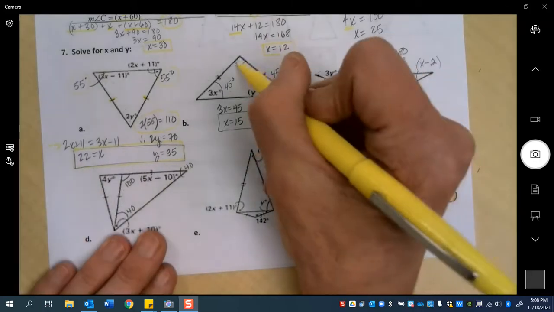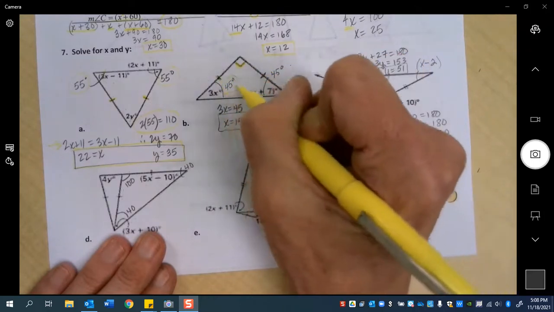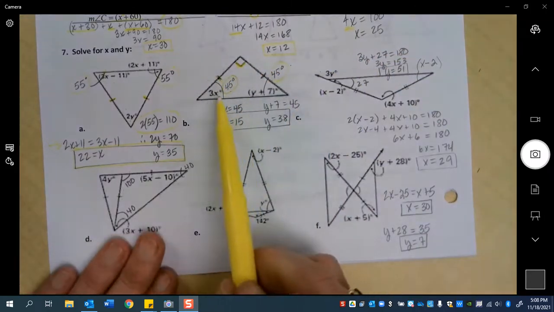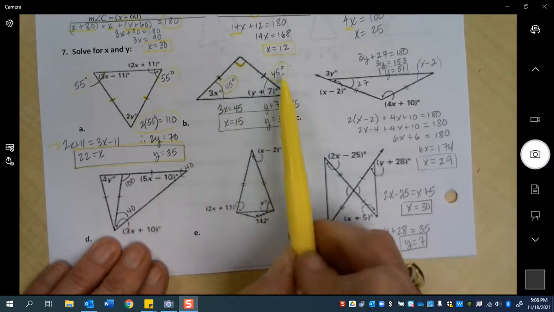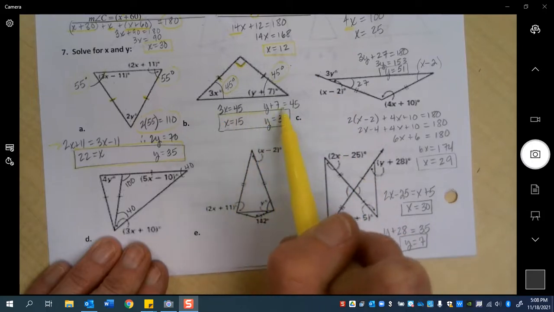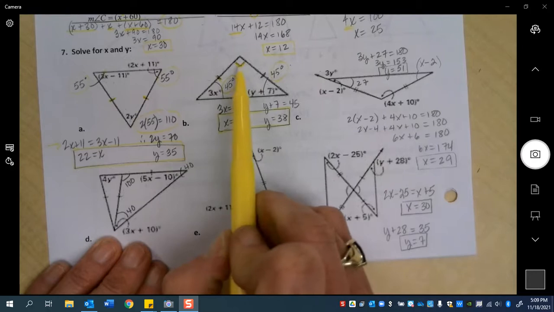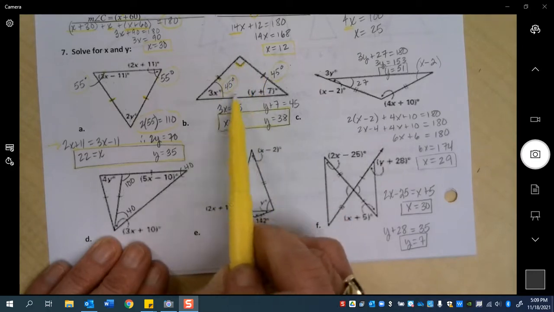All right, let's check out what I have here. A right isosceles triangle, so I know my angle measurements have to be 45 degrees. So 3x has to be 45, x is 15, y plus 7 has to be 45, y is 38. So that one depended upon you knowing that this was isosceles, that was right, so these each have to be 45.